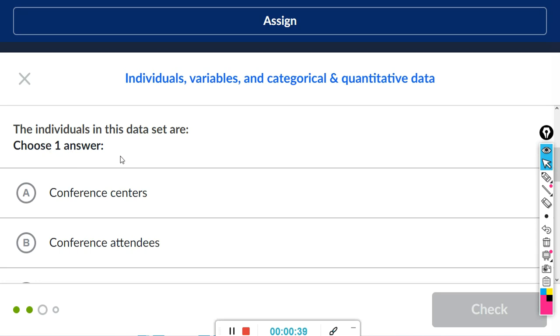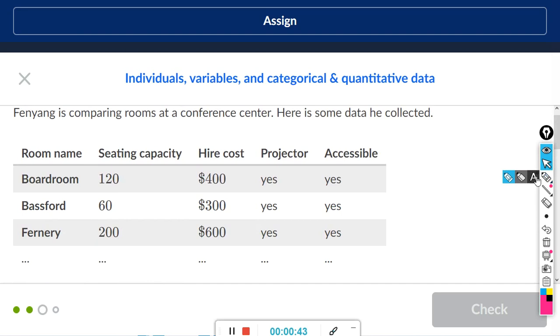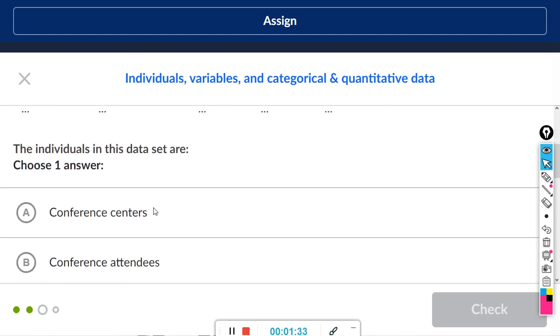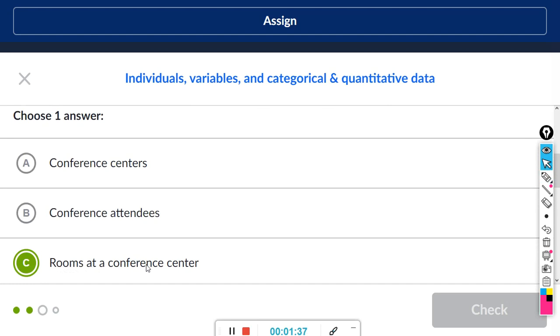First, they ask the individuals in this data set. Okay, the individuals are going to be like what is being described. Okay, so clearly you can see it's the room names that are being described. For instance, the boardroom, they list the seating capacity, the hiring cost, if it has a projector, if it's accessible. Same thing for the Bassford and the Fernery. Okay, all of these have descriptions. So as far as individuals are concerned, that's going to be what is being described. So clearly that's the room names. All right, so the first question, the answer will be the room names. Okay, and that's answer C, rooms at the conference center.